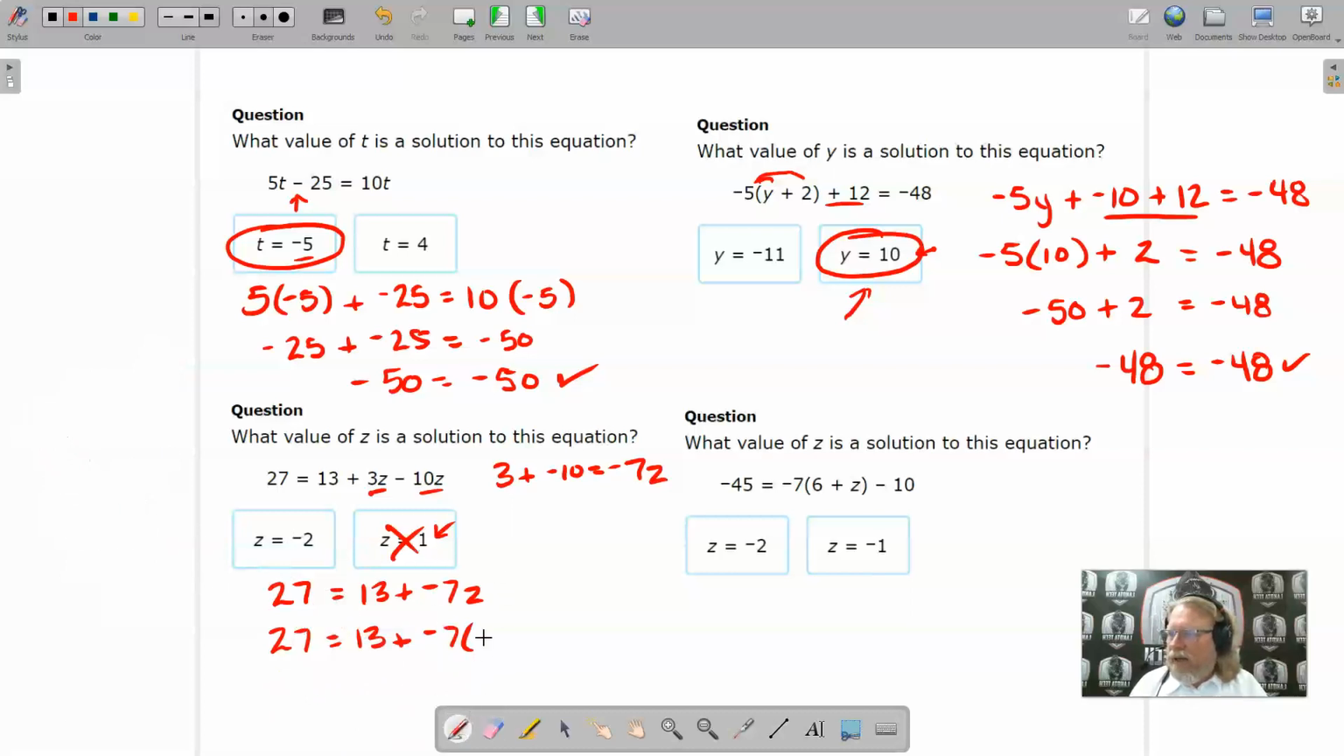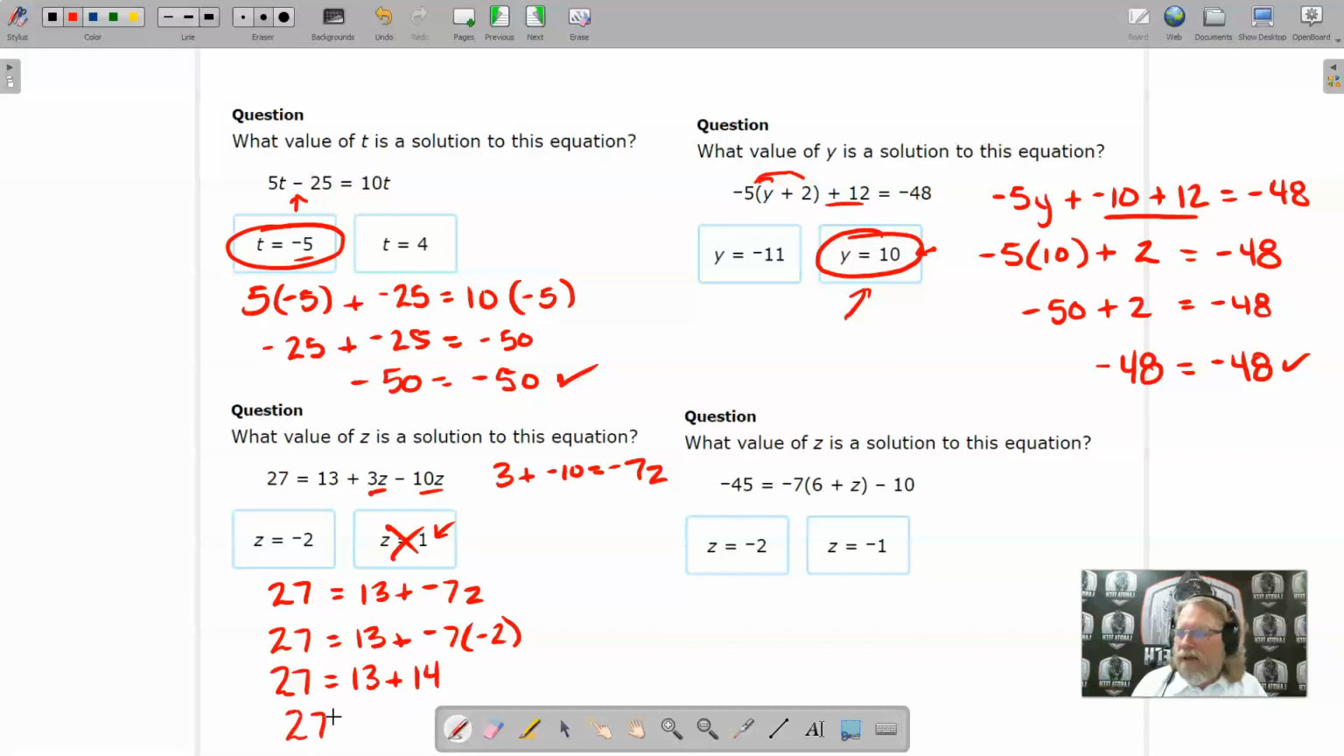And now we're going to plug in negative 2. And I think this one's going to work out maybe a little bit better. Yes, indeed it is, because I see what's going on here. It's going to be a positive number because it's negative times negative. And that'll help that 13 get up to 27. So 27 equals 13 plus, and negative times negative is positive. 7 times 2 is 14, so it's a positive 14.